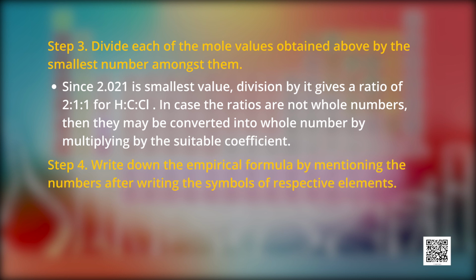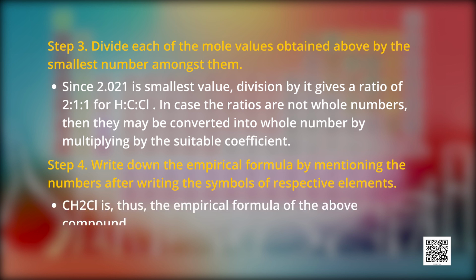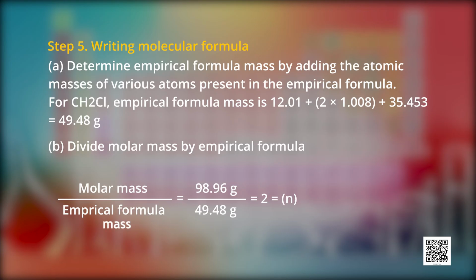Now in step 4, we will write down the empirical formula by mentioning the numbers after writing the symbols of the respective elements. CH2Cl is the empirical formula of the above compound. Now children, we will write the molecular formula. First, we will determine the empirical formula mass by adding the atomic masses of the various atoms present in the empirical formula. For CH2Cl, the empirical formula mass is 12.01 plus 2 multiplied by 1.008 plus 35.453. It is equal to 49.48 gram.